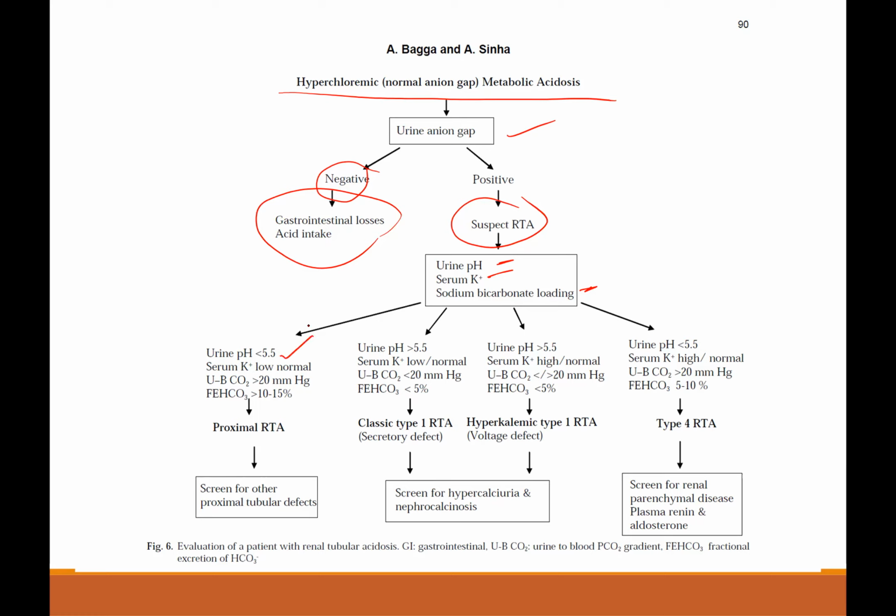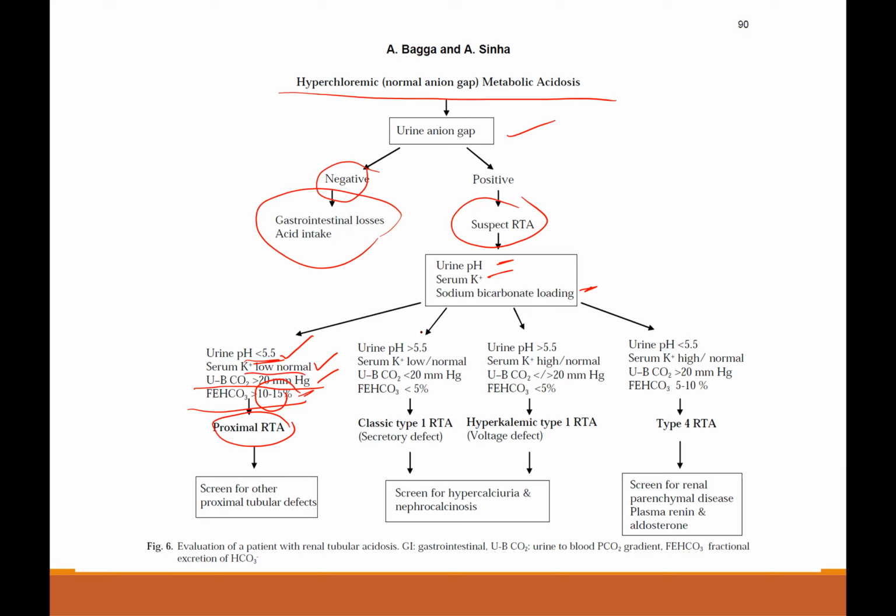Urine pH is less than 5.5, potassium is normal or low, the UB ratio, that is the carbon dioxide urine versus blood, is more than 20, and fractional excretion is more than 15%. We know more fractional excretion means proximal RTA, and the urine to blood carbon dioxide ratio also will be more than 20, and the urine is much acidic, less than 5.5, and serum potassium may be low or normal in the proximal RTA, because this is a hypokalemic type of acidosis.